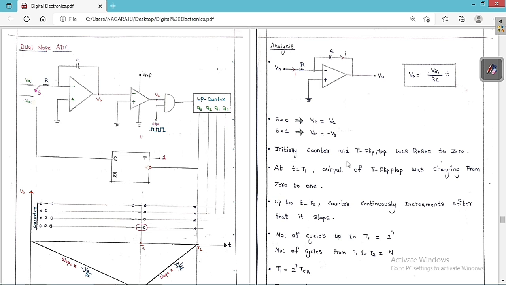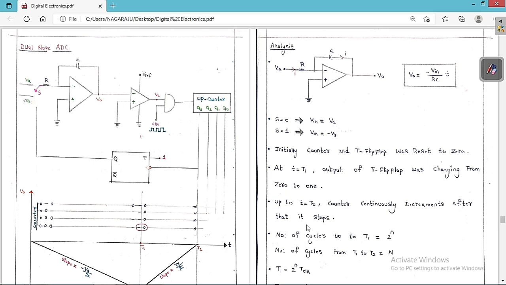So initially I assume the counter and the T flip-flop were reset to 0. At T is equal to T1, the output of the T flip-flop changes from 0 to 1. So therefore a negative triggering occurs. So therefore the switch is going to move from VA to minus VR. Up to T is equal to T2, the counter continuously increments, after that it stops, because, as I told, after that the voltage tries to become positive. So therefore whenever V0 tries to become positive, this value will become 0. So this value will become 0. So therefore this counting is going to get stopped.